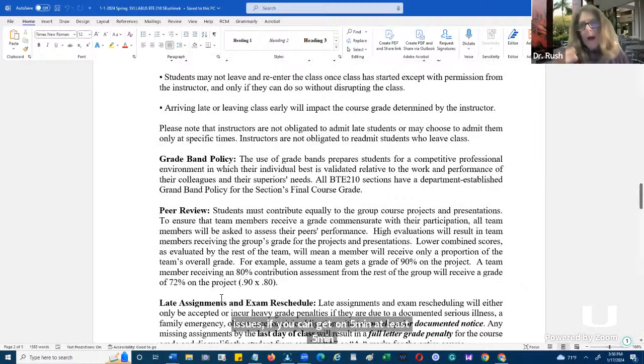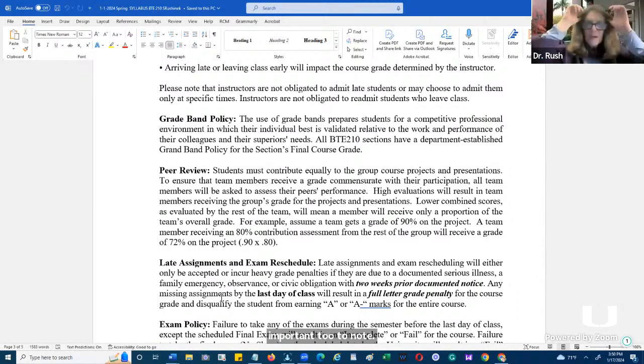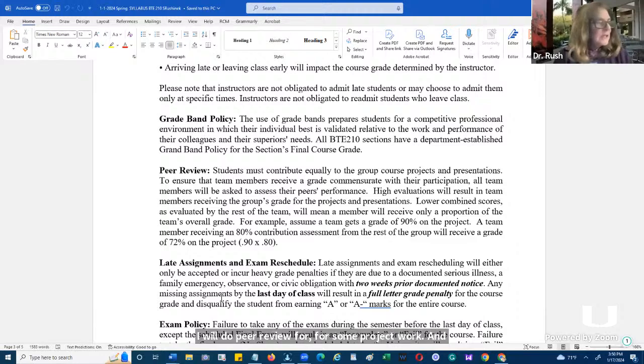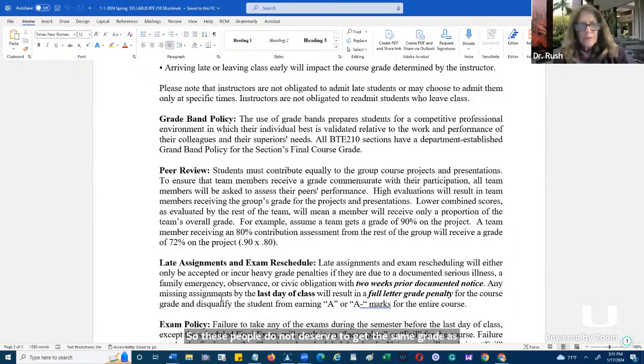There's a grade band policy for BTE210. This is important to note too. We'll do peer review for some project work. What I find consistently is some groups really work together, but sometimes we have some slackers, and just at the very end they come around and say, what are we doing? These people do not deserve to get the same grade as hardworking students. So you can read through that.